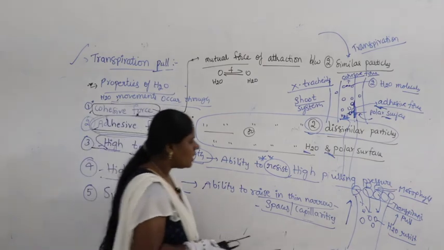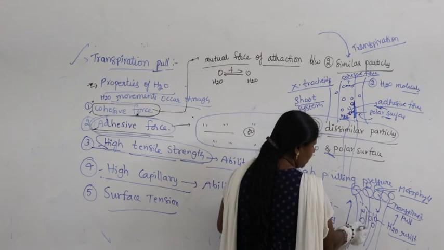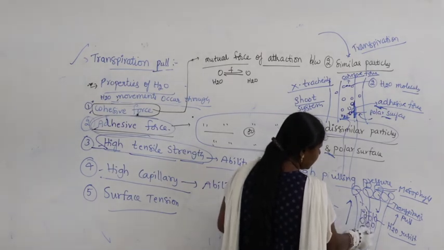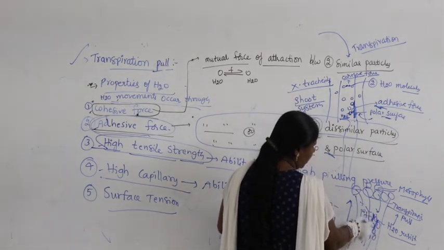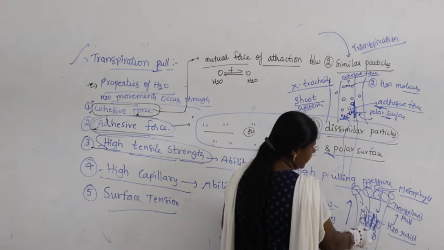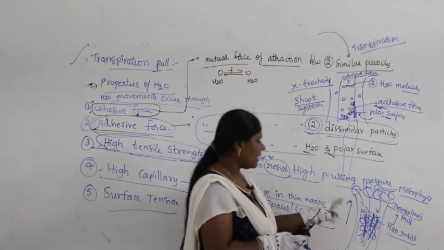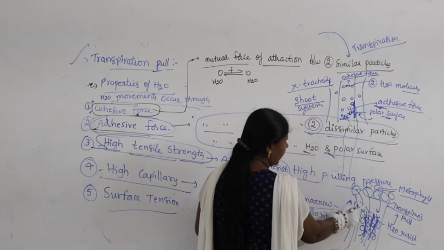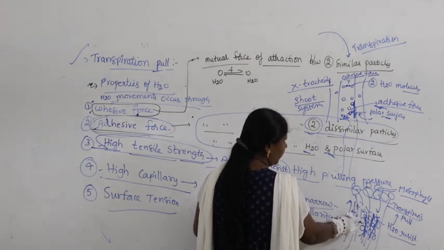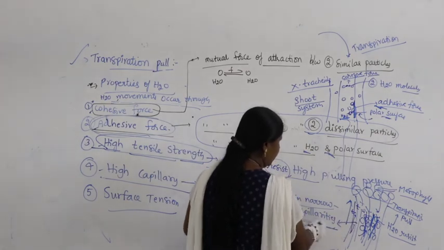Where do you find this? Suppose you take tracheids or fibers. Here and there you find some intercellular spaces. These intercellular spaces are very small, but still water moves through these capillaries. Suppose this is one tracheid and this is another tracheid. In between, you find a narrow space. This space is called a capillary.